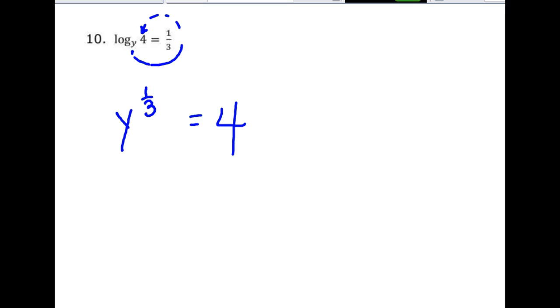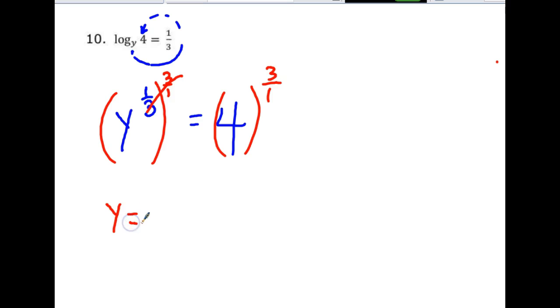Any guesses? Anybody brave enough to guess? We are going to have to raise it to the reciprocal power. Raise it to the opposite power, the reciprocal power, so that that cancels out. So that would be equal to 4 to the 3rd power. 4 to the 3rd power would be 64. You know how to raise something to a power with your calculator. Or you can look on the chart when I put it back up here.